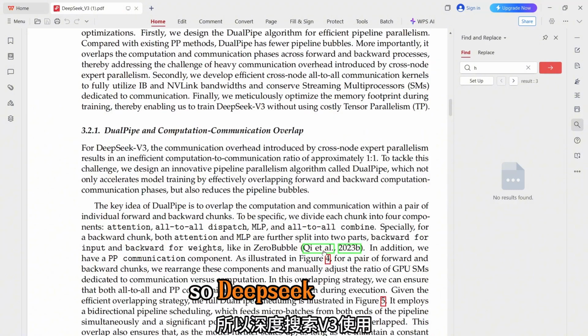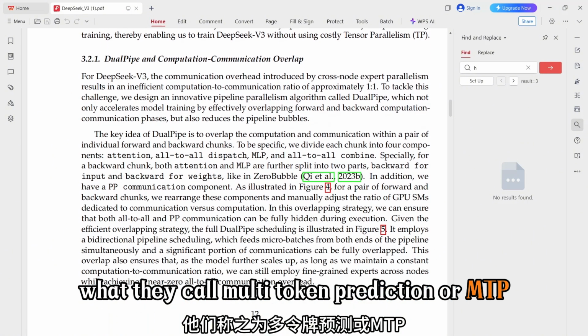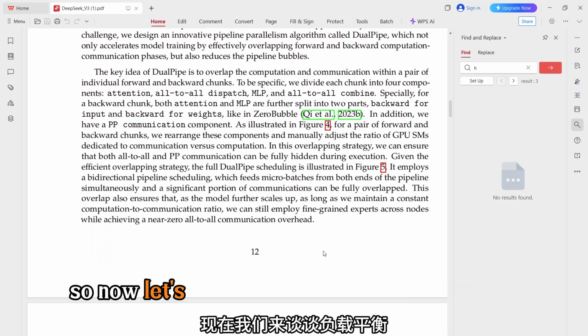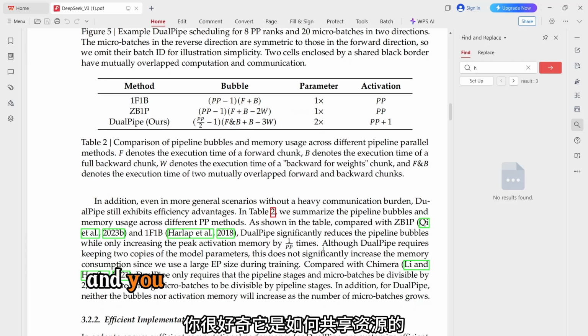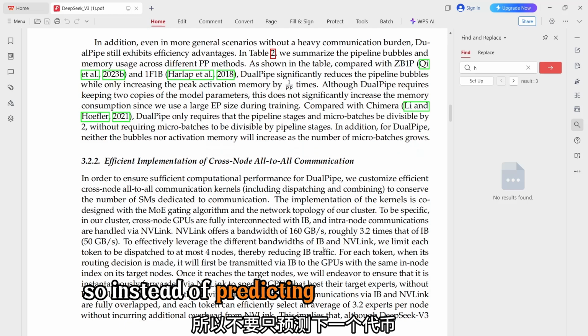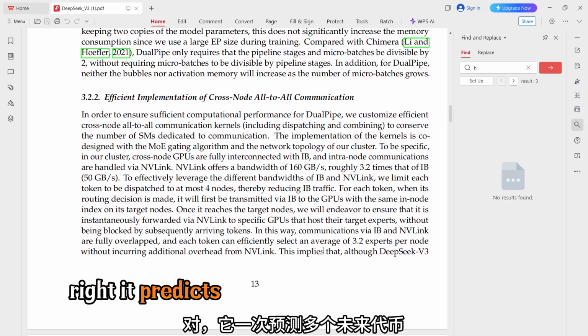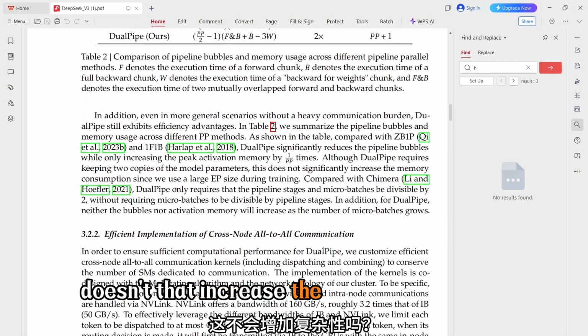Okay, so DeepSeek V3 uses what they call multi-token prediction, or MTP. We've just discussed how MTP works, so now let's talk about the load balancing, right? Yes, we were just talking about that and how it shares resources. And you were curious about how it shares resources. We got into that. That's right. So instead of predicting just the next token, it predicts multiple future tokens at once, as we just discussed. Doesn't that increase the complexity though?